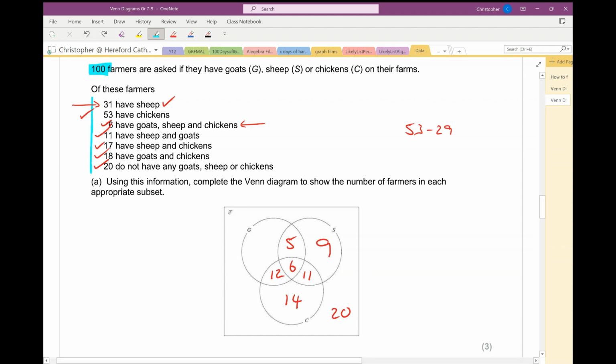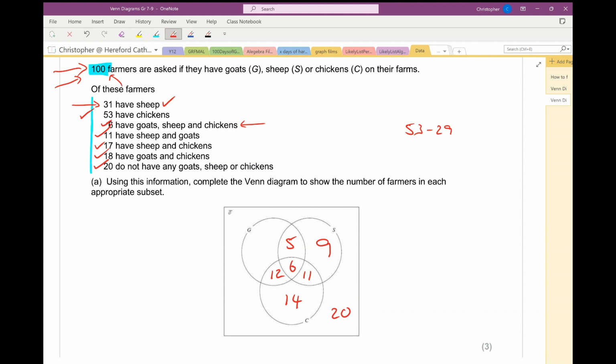Well, I seem to have used all the information here. I've ticked off every statement, but I've still got some blanks. I've got a blank here. And this is where you have to be very sure that you've used all the information, because I haven't yet used this piece of information at the beginning, that there are 100 farmers in all. So I know that all the numbers in the Venn diagram have to add up to 100, which is going to enable me to work out the number of farmers who have only goats, this number here.